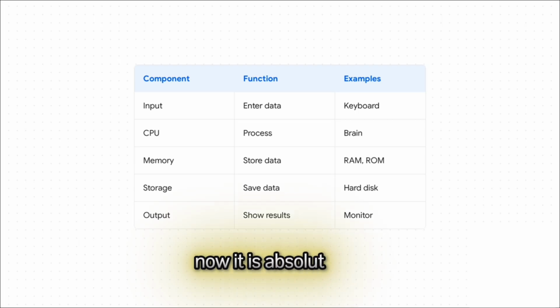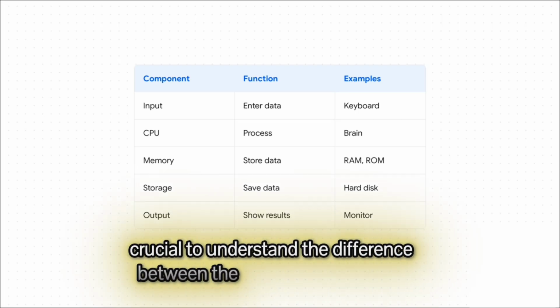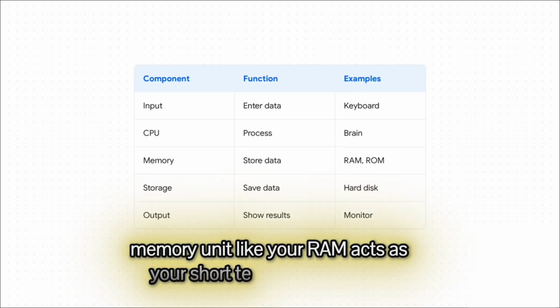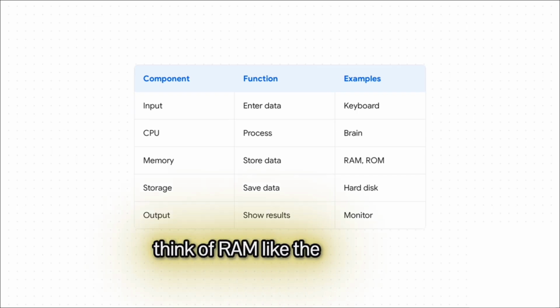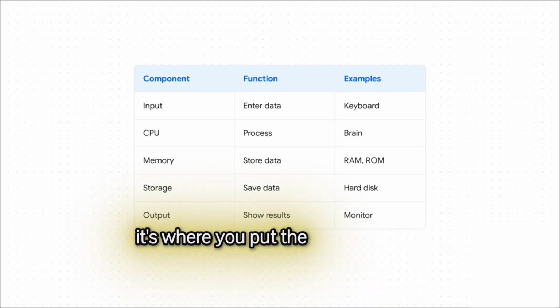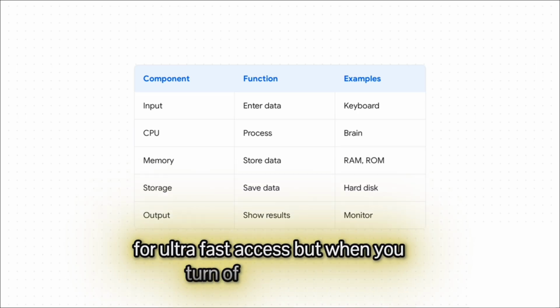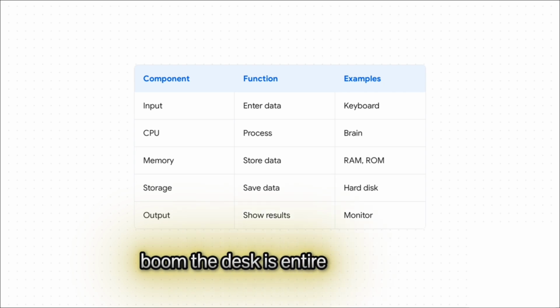Now, it is absolutely crucial to understand the difference between these next two elements. The memory unit, like your RAM, acts as your short-term working space. Think of RAM like the top of a physical desk. It's where you put the documents you are actively working on right now for ultra-fast access. But when you turn off the computer, boom, the desk is entirely cleared.